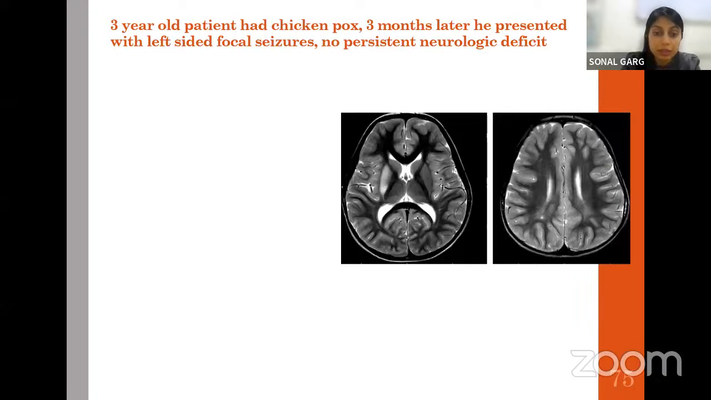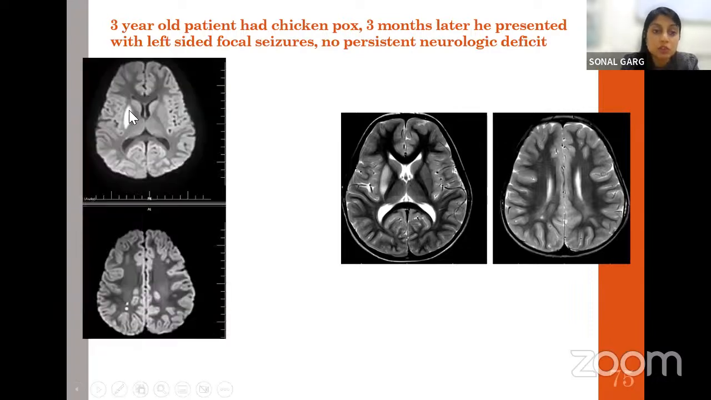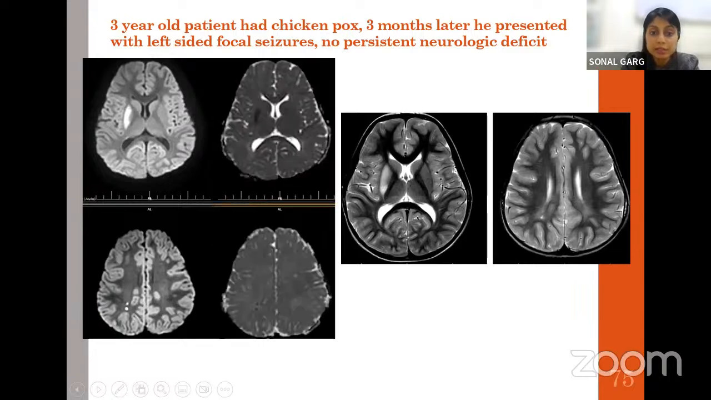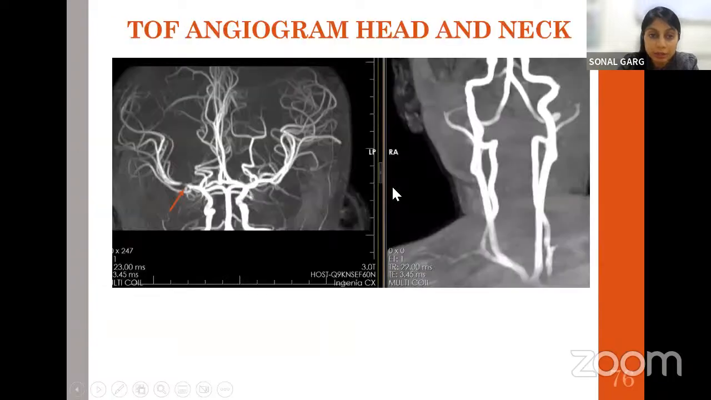So this is the routine MRI that shows restricted diffusion in the basal ganglia on the right side, as well as in the white matter. And this is what we call a stroke or an ischemic infarct. You can see that there's also abnormality in the signal in the T2-weighted images.